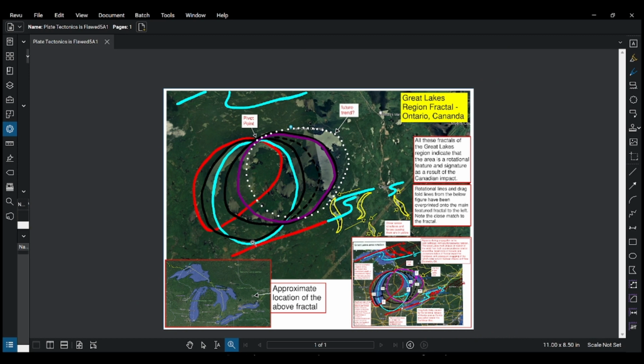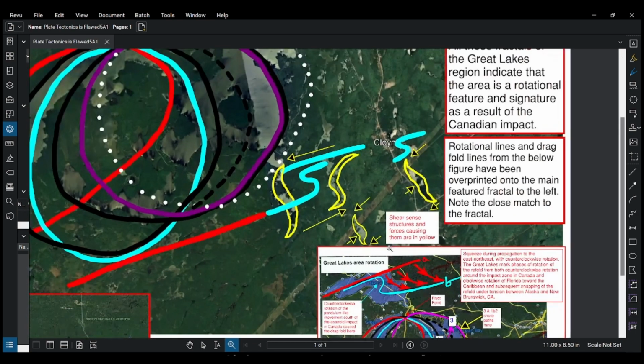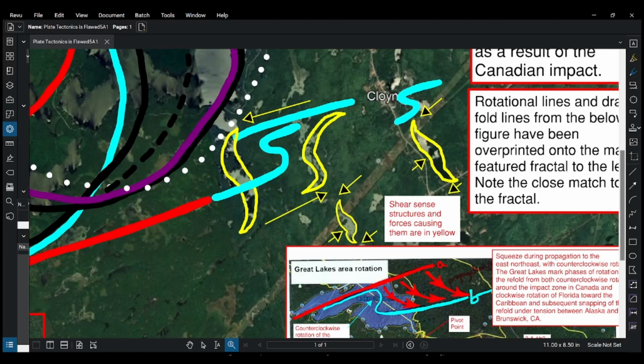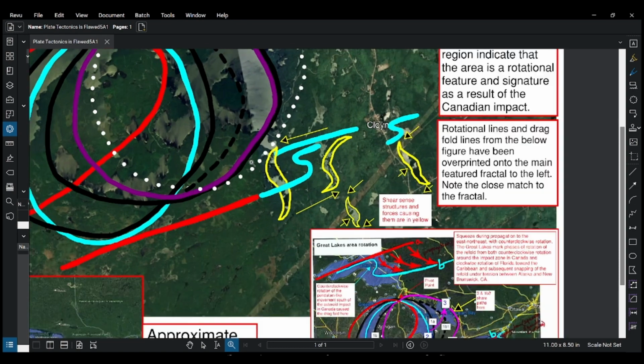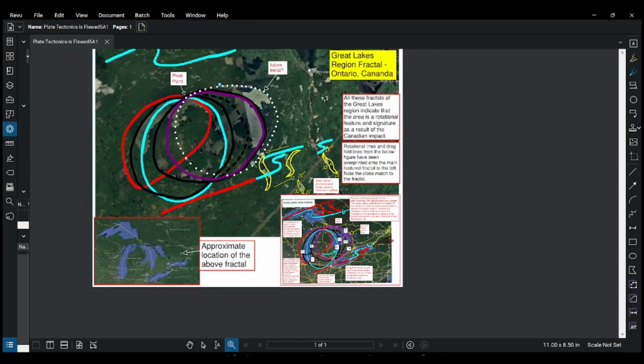so basically it's also confirmed by these shear sense structures, they're called. So there's a lot going on here. There's like this flow going on, and there's this differential forces that really cause, or would cause, the drag fold, sure enough, in blue. Okay, so it's a little complicated, but that makes complete sense.